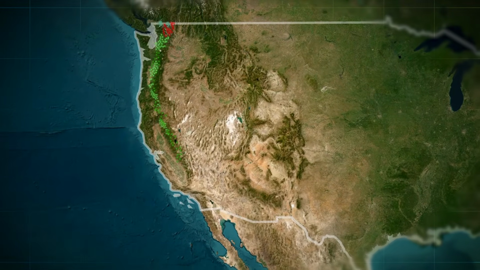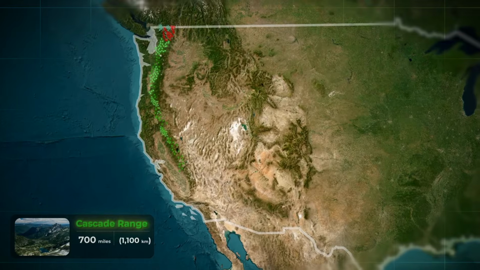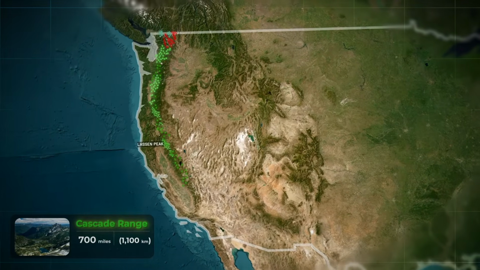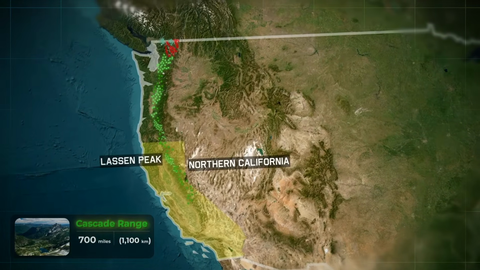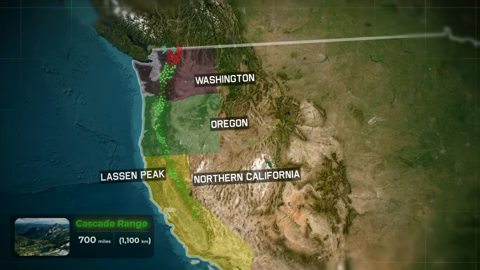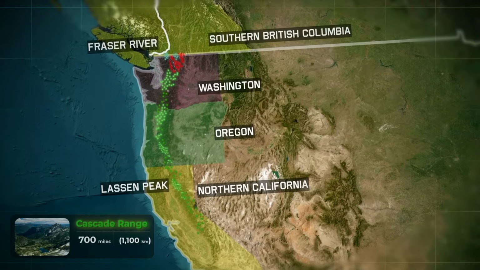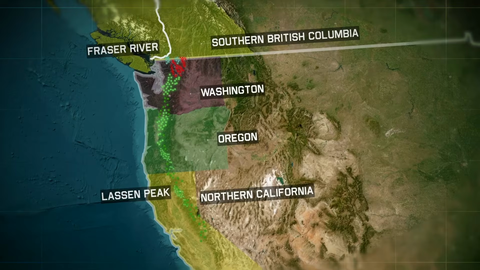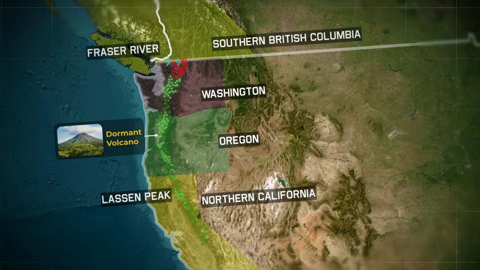The Cascades extend over 700 miles or 1,100 kilometers from Lassen Peak in Northern California through Oregon and Washington to the Fraser River in southern British Columbia. This range is mainly made up of dormant volcanoes.